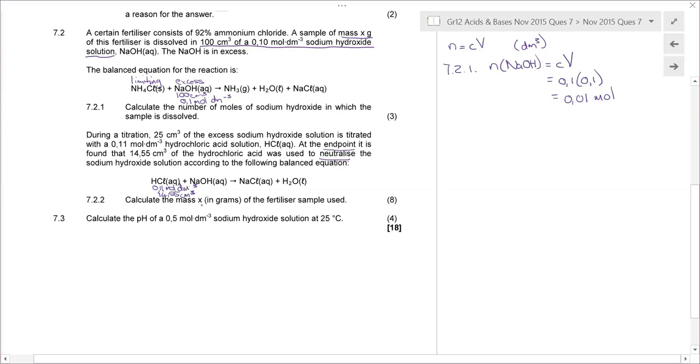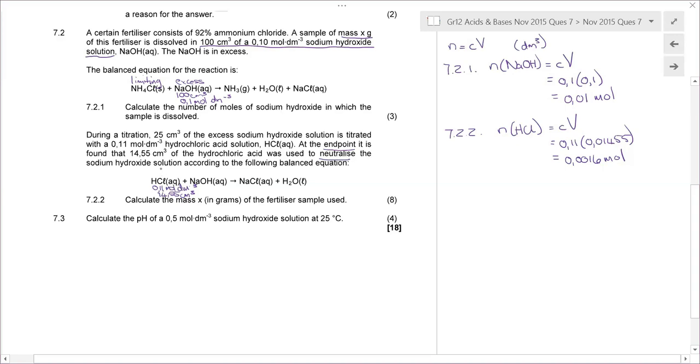We are first going to find the mass of the ammonium chloride, and from that we will calculate the total mass of the X grams. So I'm going to find the number of moles of hydrochloric acid using the same equation that we used in 7.2.1. So the number of moles of hydrochloric acid that reacted in the second reaction, concentration was 0.11, and the volume must be in dm³. The answer is 0.0016 moles of hydrochloric acid. So these are the moles of hydrochloric acid that reacted.